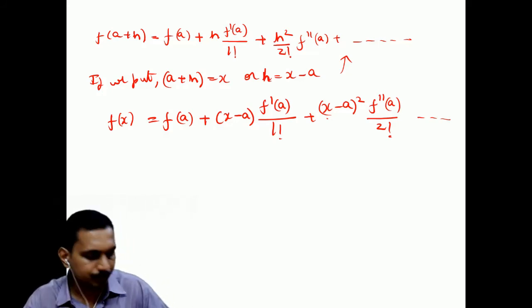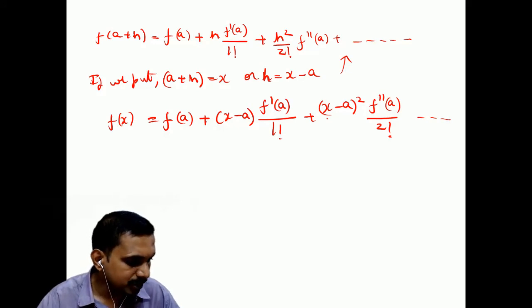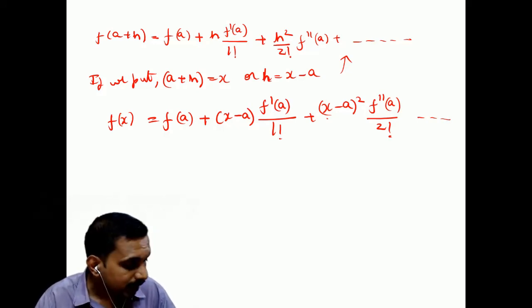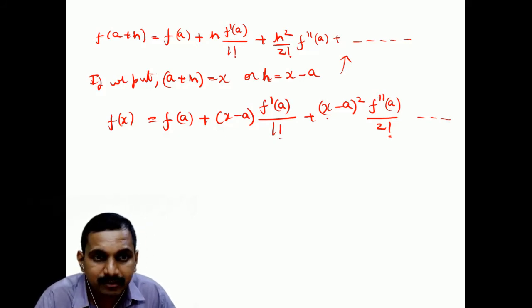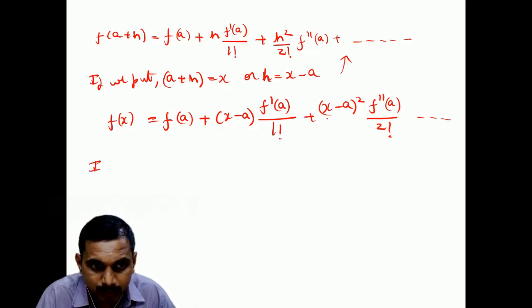So like this we go. So another point here. Now in this particular case, if I put a is equal to 0, this is more than enough students.